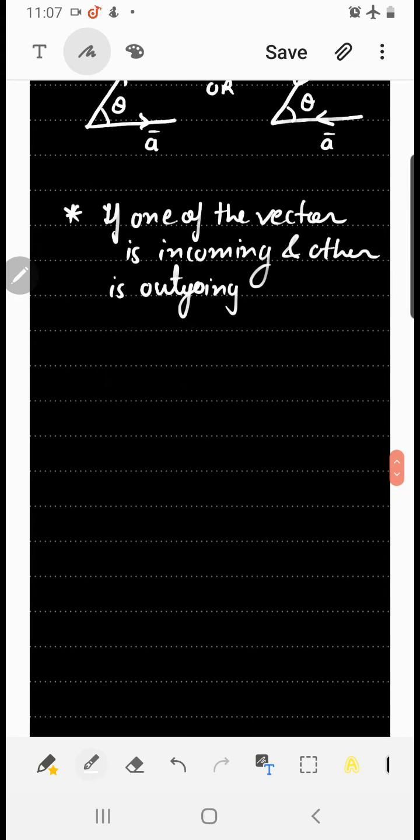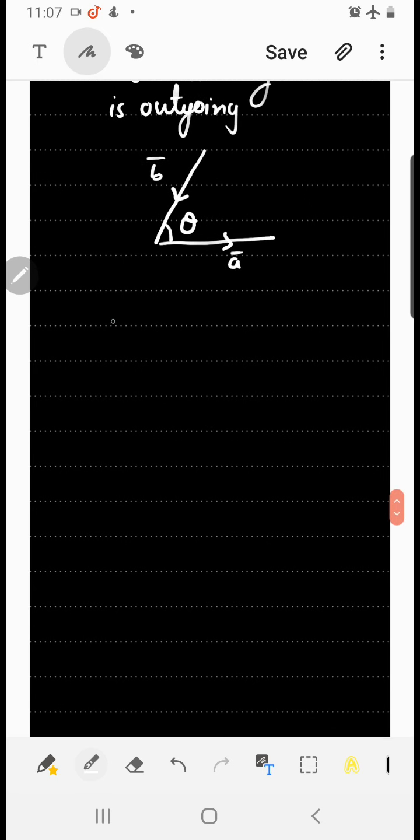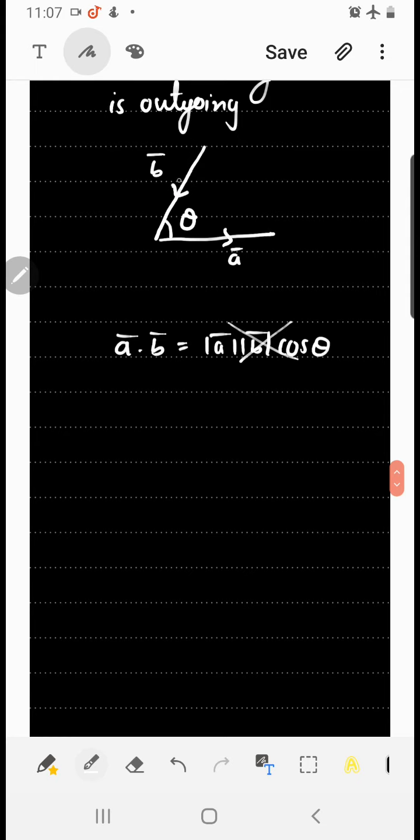In such a case, let's see this diagram. We have a vector, let's say A bar, which is outgoing, and B bar is incoming, and this is the angle between them, theta. So in this we cannot write A bar dot B bar is equal to mod A mod B cos theta, because the direction is incoming or outgoing. Now what do we do? Many people say let's revert the direction of B bar. But if I revert the direction of the vector, I need to write it as minus B bar. And then is it not that I'm taking the dot product of a bar and minus b bar? So we don't want to change the vector.